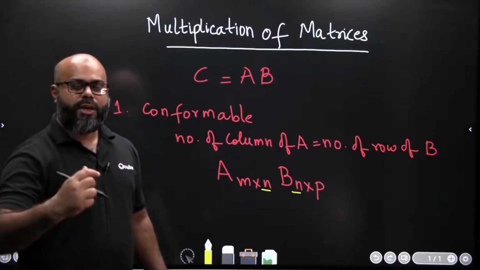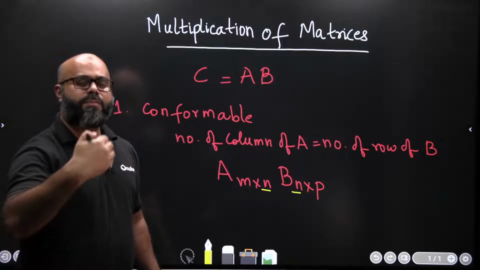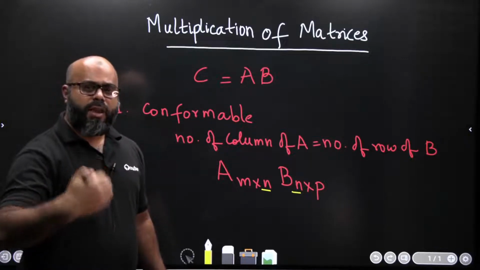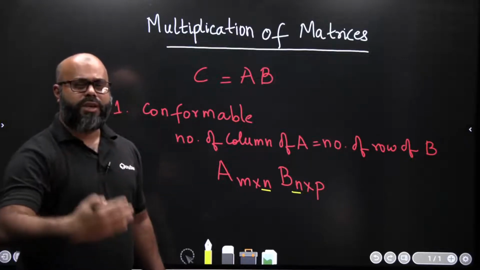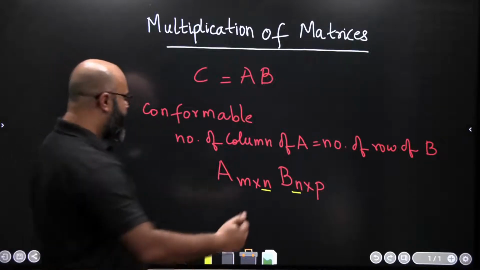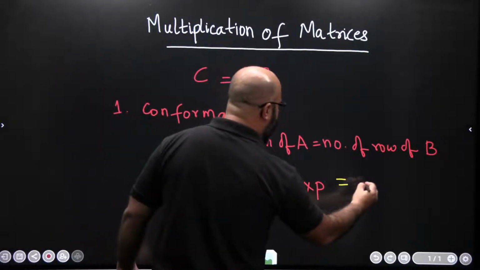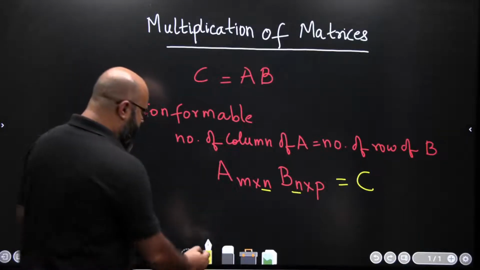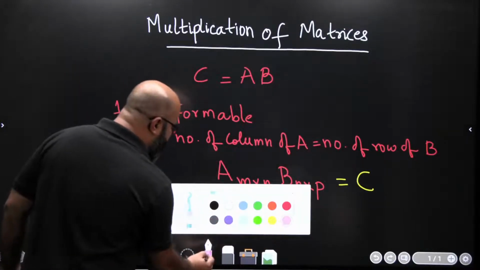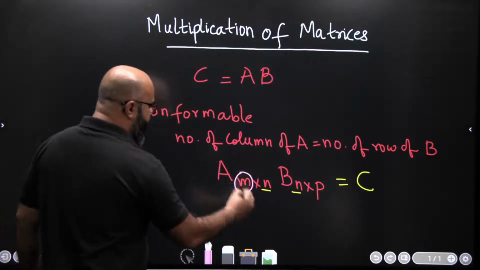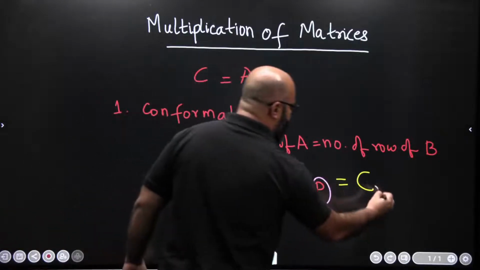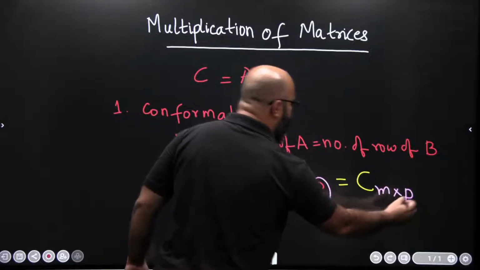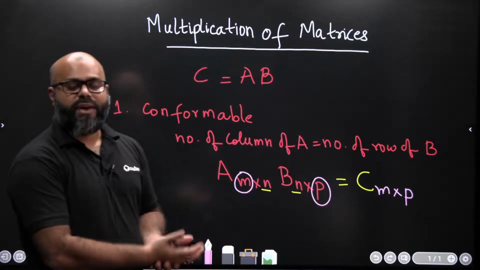Similarly, we also have to understand that it is not necessary that if we find A into B, A multiplied with B or A pre-multiplied with B, then A is also post multiplied with B. It doesn't mean so. Even if A into B exists and there is C, which will be the resultant matrix, what will be the order of the resultant matrix? That will be M cross P. And what are the values?